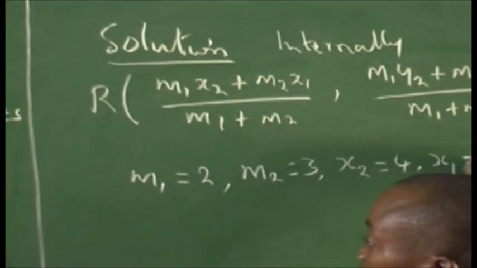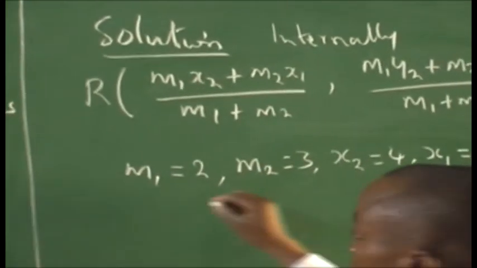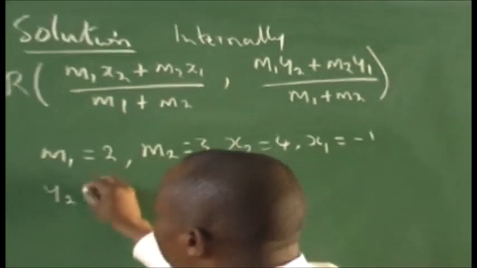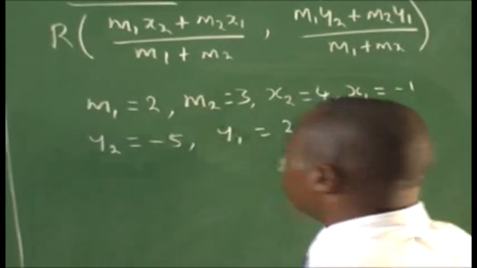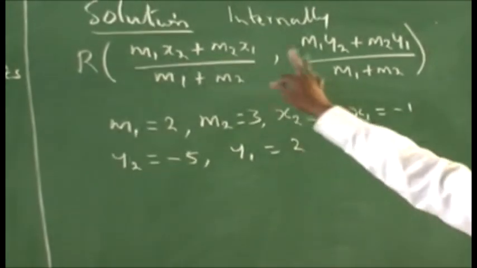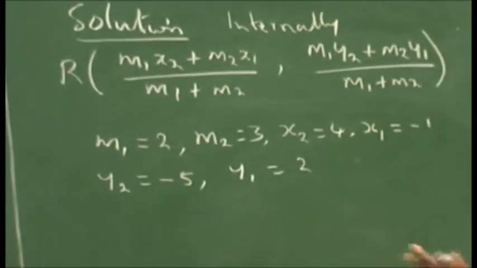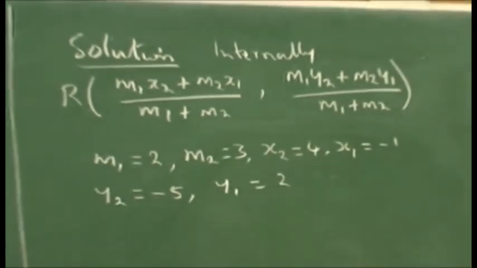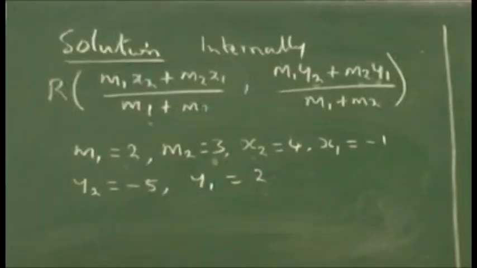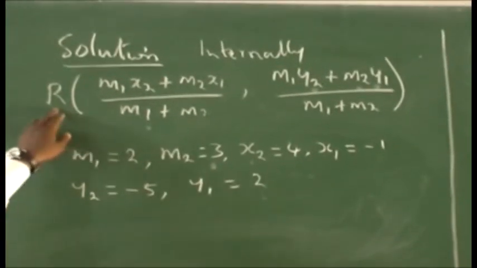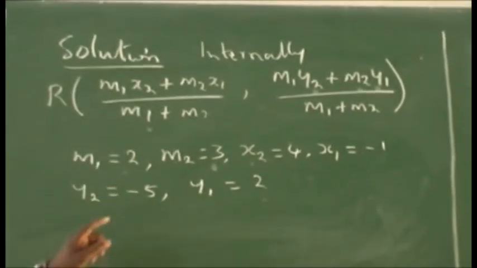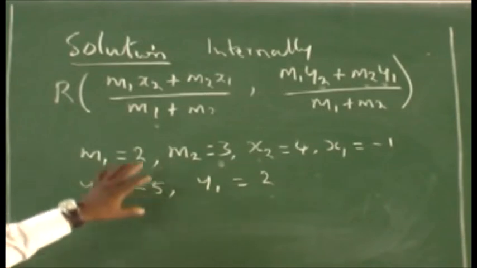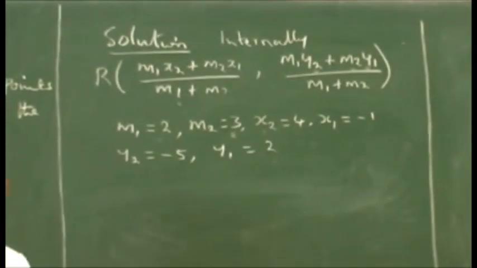Then X1 is minus 1. Then we also have Y2, which is minus 5, and then Y1 is 2. So we just fix this into this particular formula. Then we have the coordinates of the point that divides this line internally. Now, since R is the point that divides this line internally, to get the coordinate of R, we will fix this into the formula.